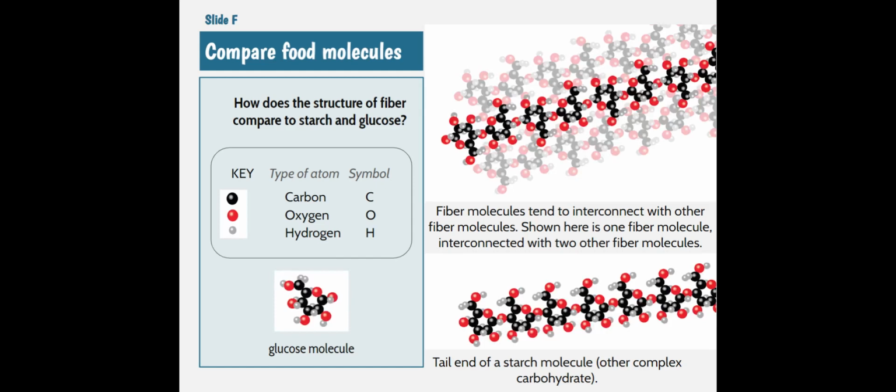All right, let's compare fiber to starch and glucose. So we have our glucose molecule, right? And then we have our starch molecule, which we know is made up of lots of glucose molecules put together. And then here's our fiber molecule in the top right corner of this picture. Fiber molecules tend to interconnect with other fiber molecules. So, what do you notice about the fiber molecules compared to starch? Yeah, the fiber molecules look like lots and lots of starches all hooked together. They look very similar, but they are very big and complex.